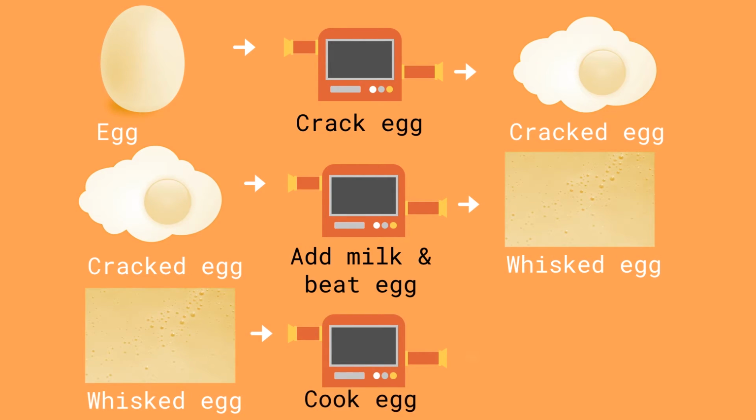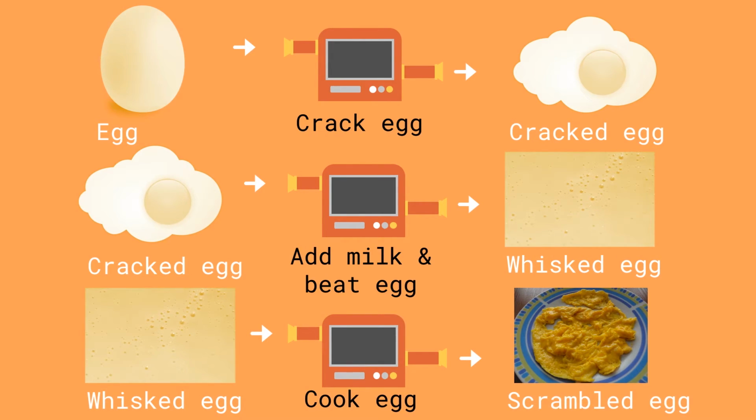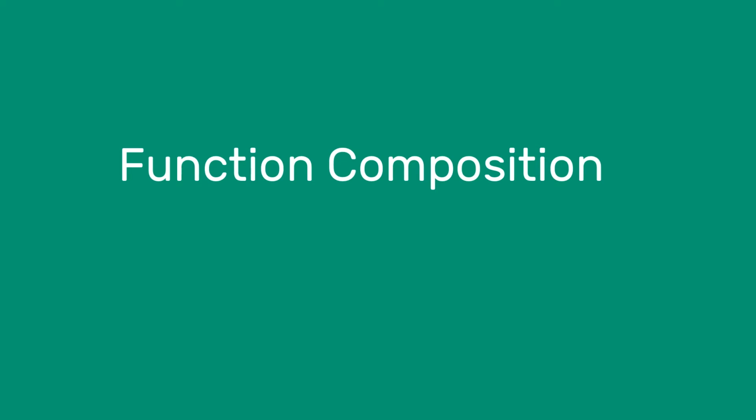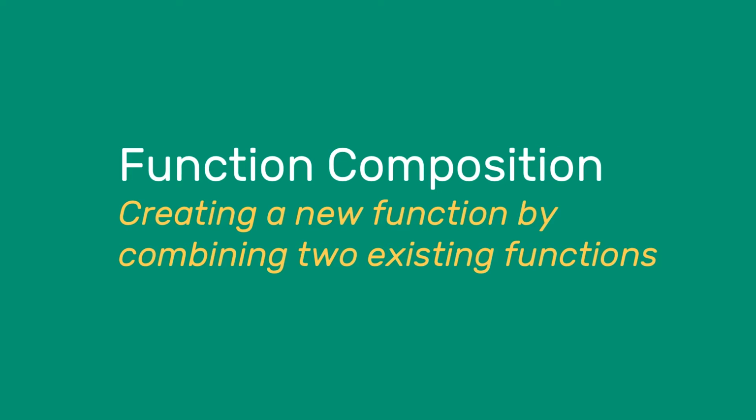Each function takes the output of the previous function as input for itself in order to complete the overall function of making scrambled eggs. This is all made possible through a concept called function composition, which is where you can create a new function by combining two existing functions. Let's apply this to a mathematical context now.